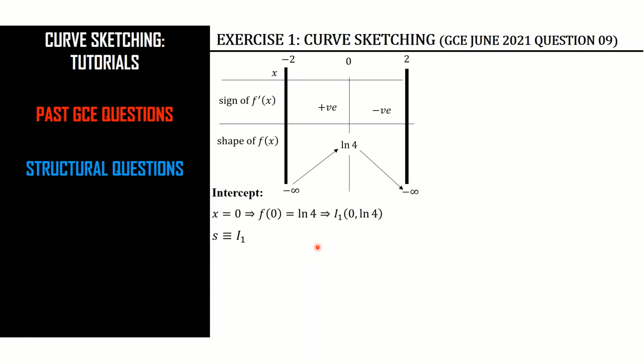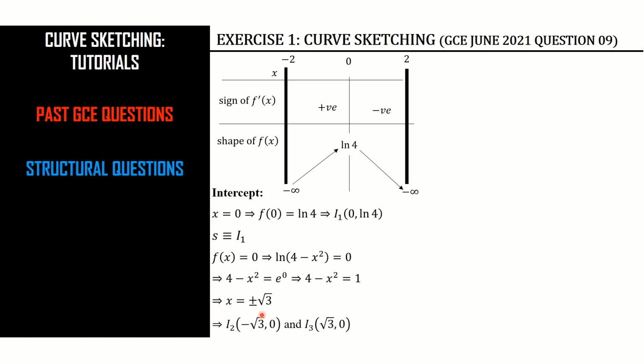Now we need to look for the intercepts on the x-axis, that is when y is 0. When f of x equals 0, it means the ln of 4 minus x squared is equal to 0. We can take e on both sides and we get 4 minus x squared equal to e to the power 0, so 4 minus x squared is 1. We get x squared equal to 3, so x is equal to plus or minus the square root of 3. So clearly we have 3 intercepts. This is the first intercept, (0, ln 4). Now the second intercept is when x is negative root 3, our f is 0, and when x is root 3, our f is also 0. So those are our intercepts.